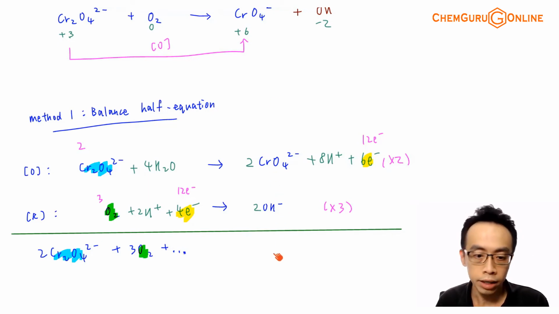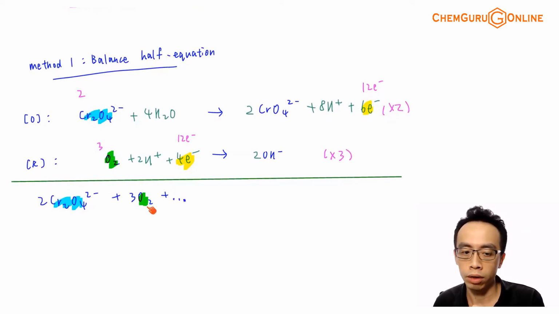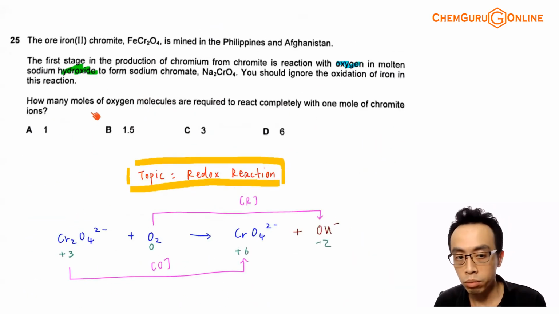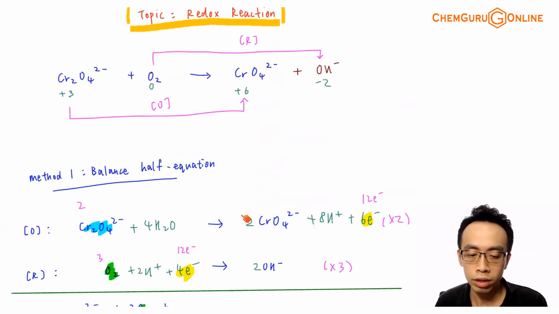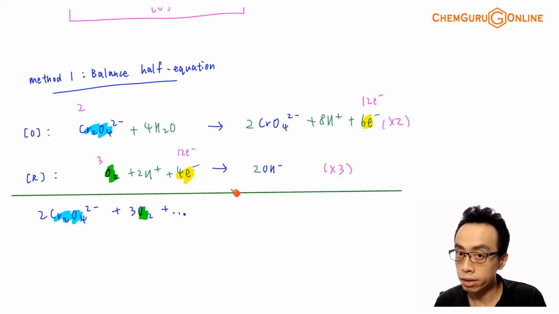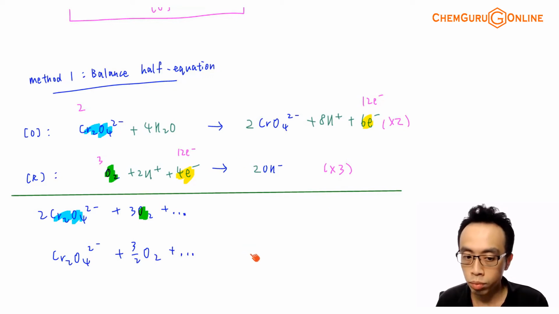So once we have this, then you notice the mole ratio involving your CrO4 2 minus and O2, we will be able to figure out, because the question did ask us involving the number of moles of oxygen molecules required to react completely with 1 mole of chromite ion. So now this redox reaction is in terms of 2 moles of chromite ion. So all I need to do is I just need to divide this equation by 2. If I divide this by 2, then this will be a CrO4 2 minus, then this will be a 3/2 O2 plus whatever. Again, what the rest of the terms are, we're not so bothered about it.